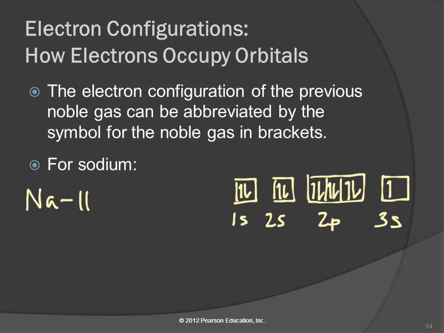The electron configuration then is, I'll write it down here, 1s2, 2s2, 2p6, 3s1.